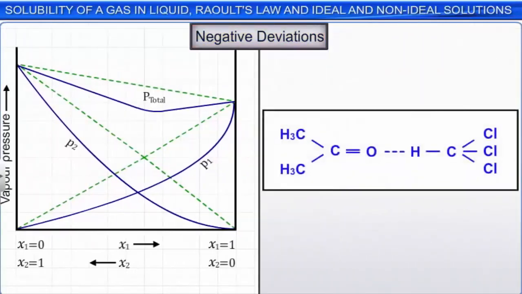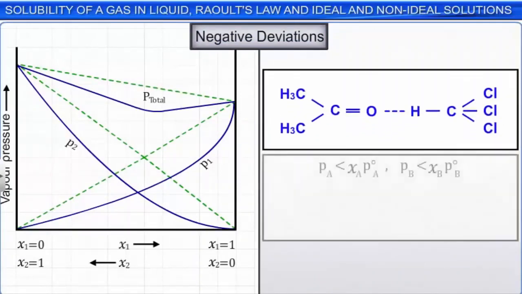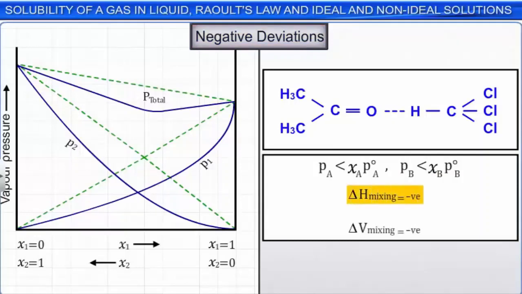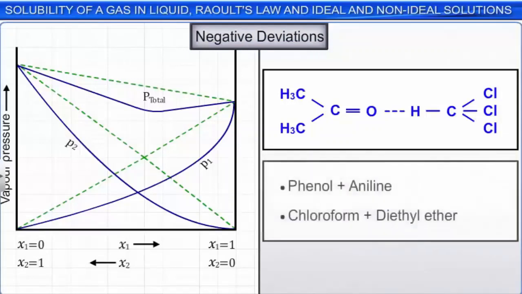As you can see here, formation of an H bond takes place between the chloroform and the acetone molecule. This decreases the escaping tendency of the individual molecules and results in negative deviation from Raoult's law. For the solutions exhibiting negative deviations, delta H mixing and delta V mixing both are negative. A few more examples of non-ideal solutions exhibiting negative deviations are phenol-aniline and chloroform-diethyl ether solutions.